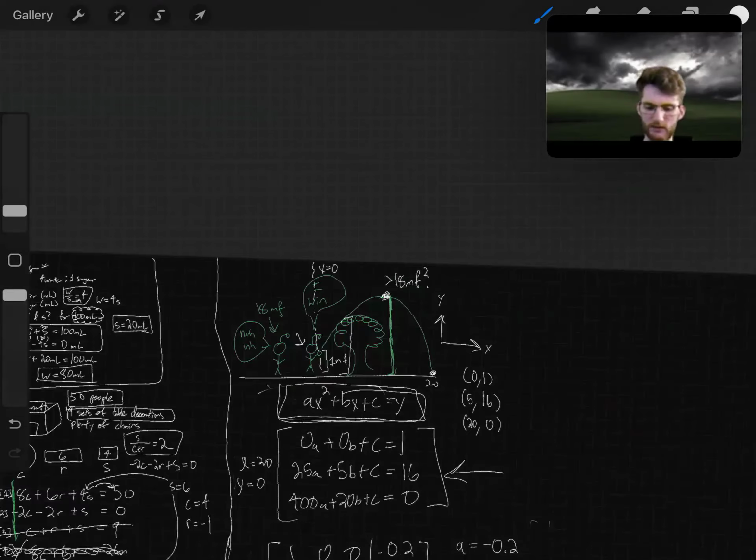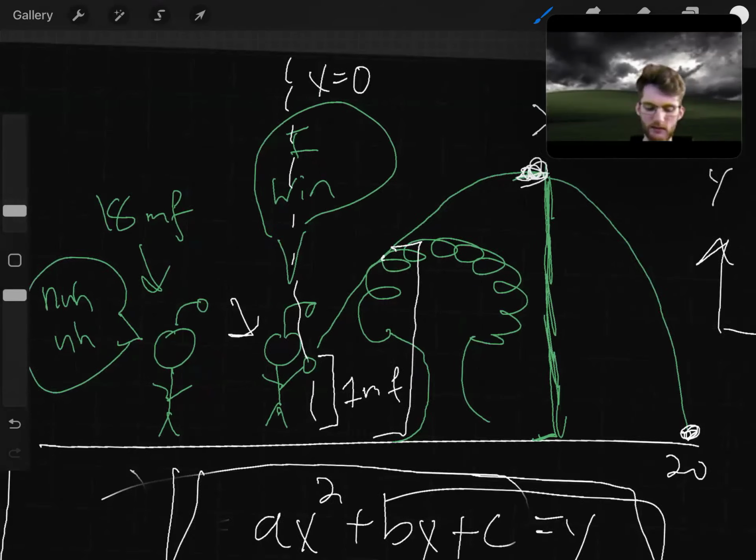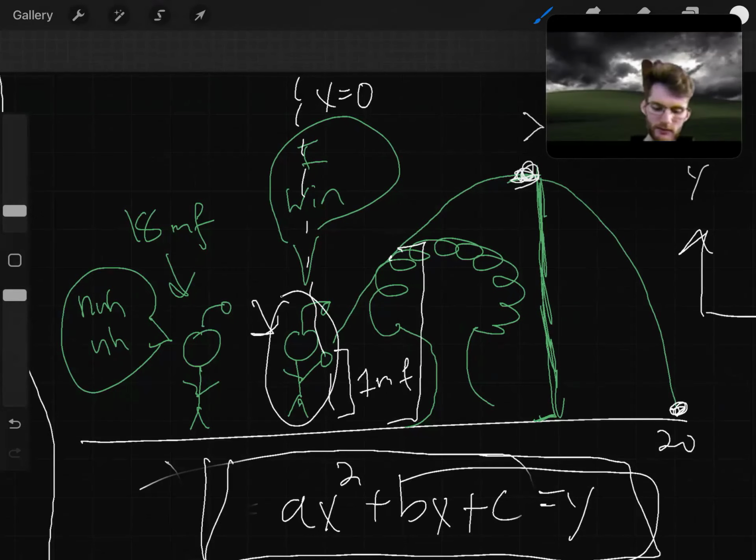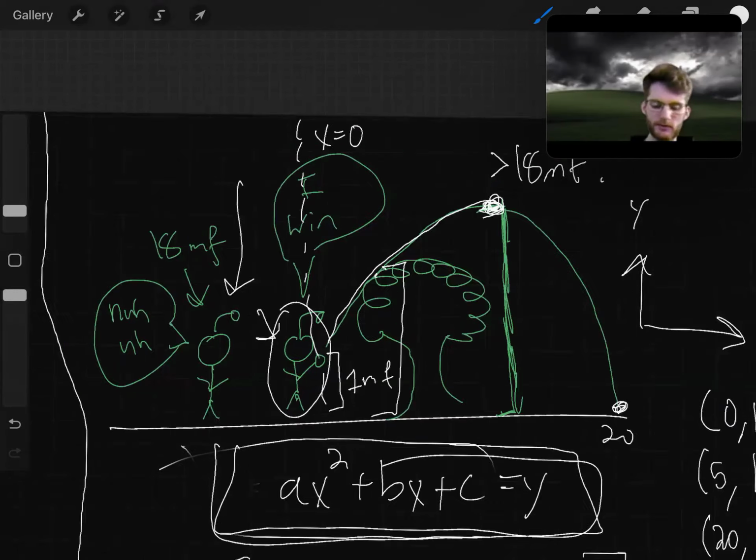So that means this Zobarian right here is correct. They were able to throw the ball that high up, beating this Zobarian's record of 18 Murflops.